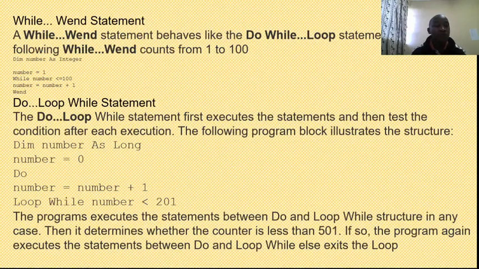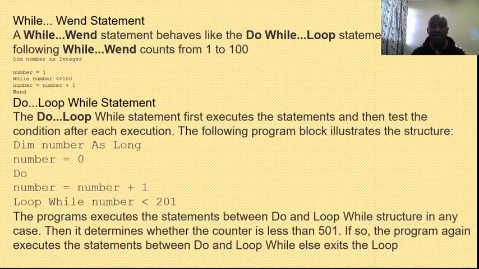Then we have the do loop while statement. The do loop while statement first executes the statements and then tests the condition after each execution. The following program block illustrates the structure. Number 0, we initialize there. Then do, we increment the number. Then we test the condition. Therefore, the program executes the statements between do and loop.